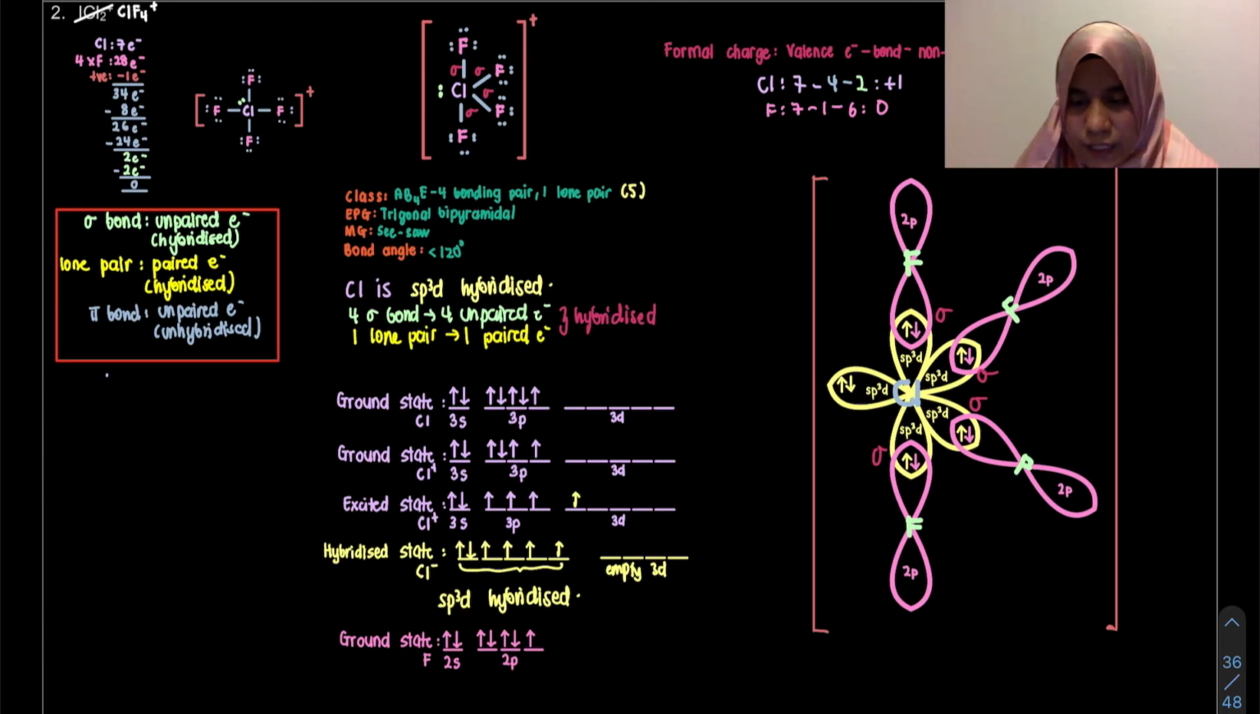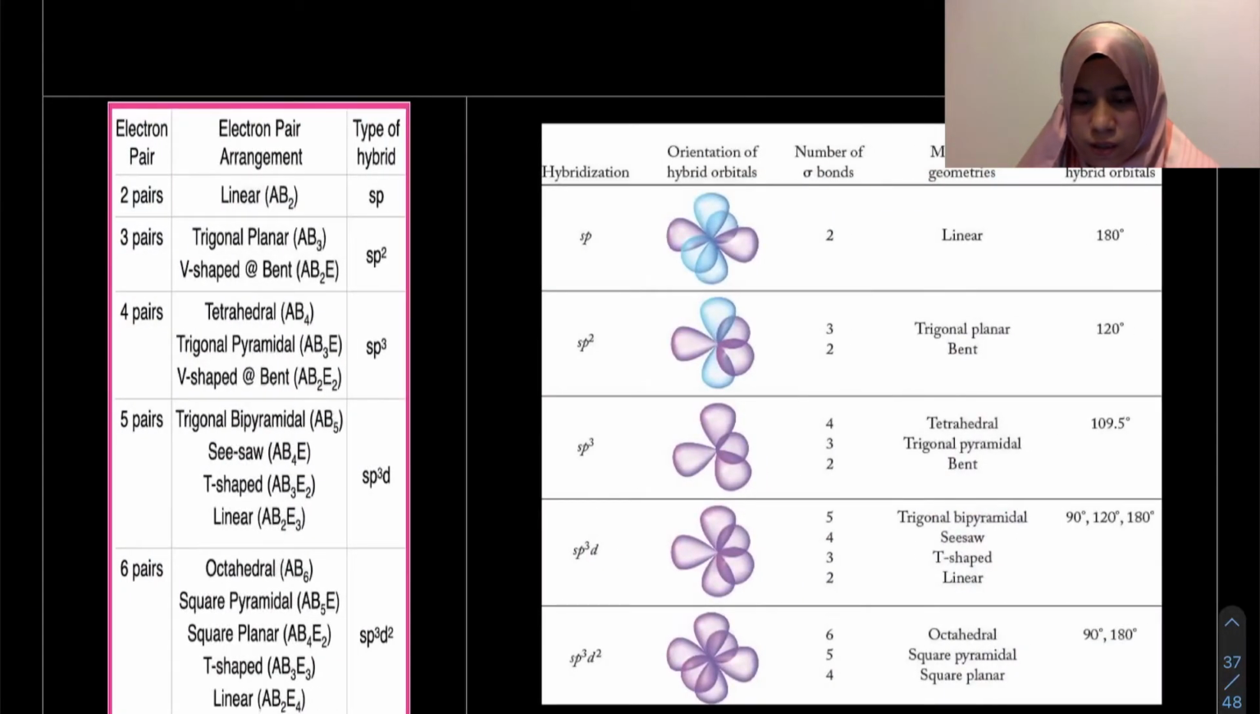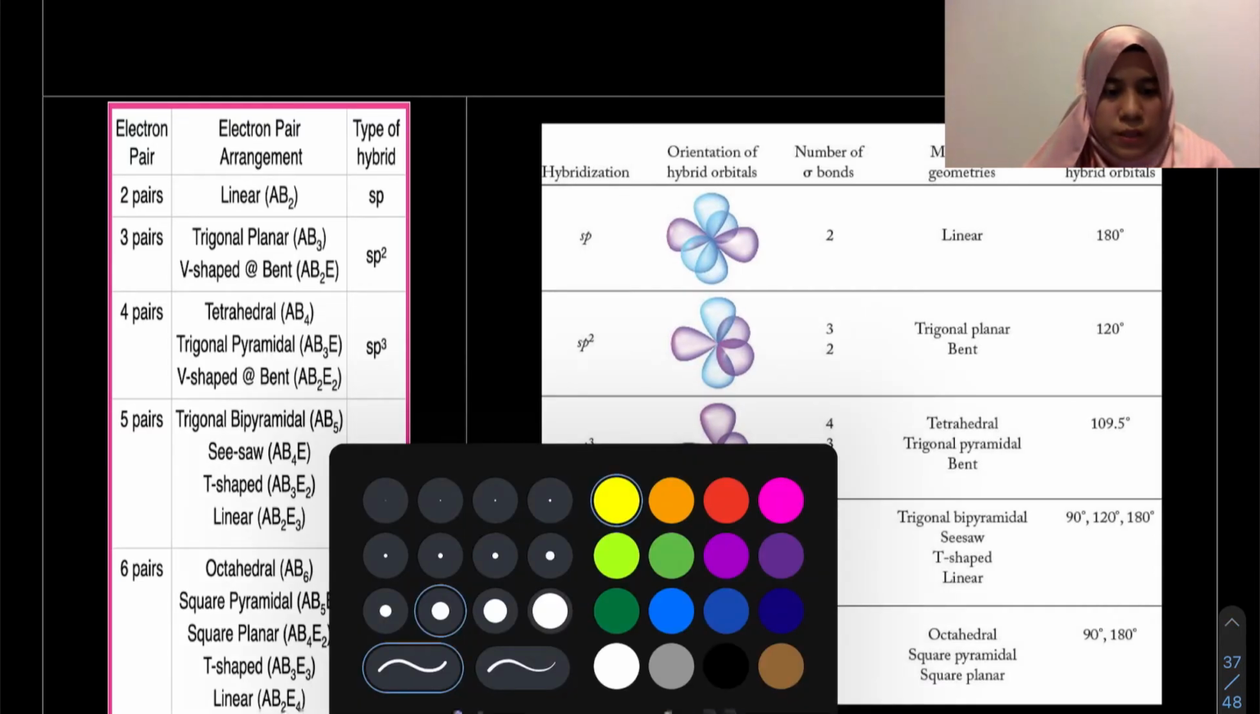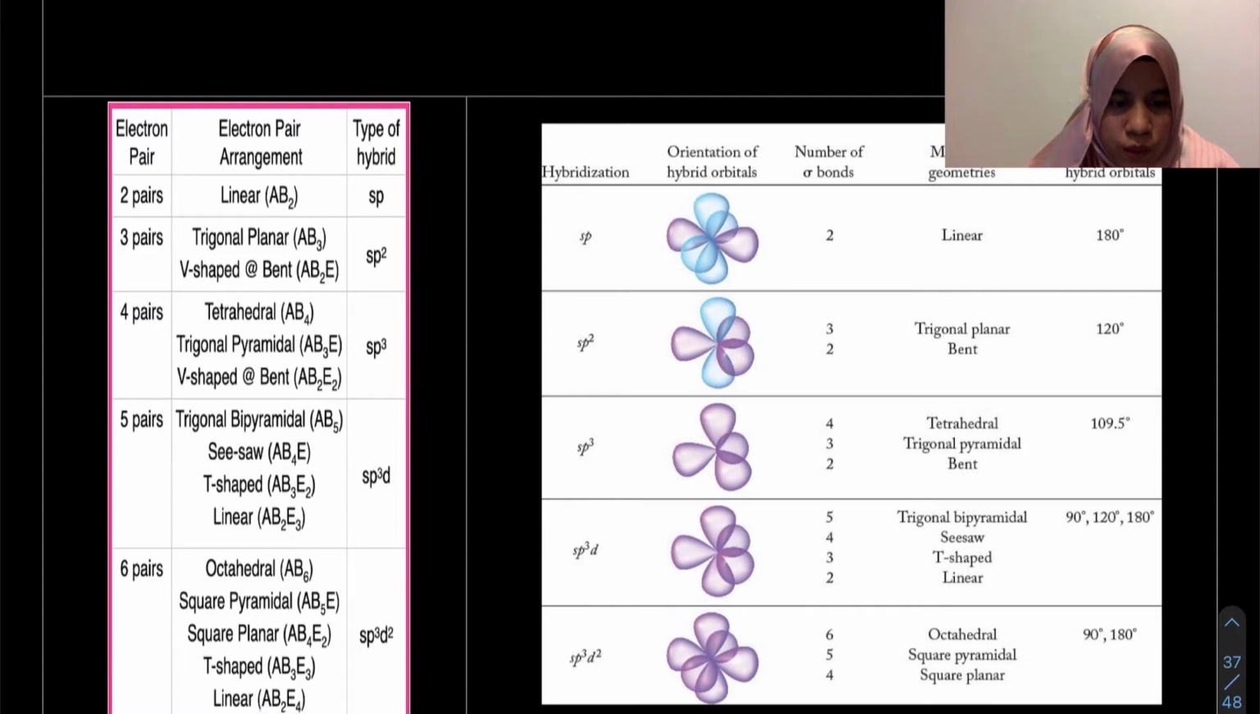And last kali ni adalah page 36 ni is actually a summary. Okay, so for summary ni, jangan lupa sebenarnya the most important one for you. Sebenarnya semua ni important. Sebenarnya kamu kena faham yang electron pair ni to get your sama ada dia SP, SP2, SP3, SP3D tu. SP3D tu, semua ni penting kan.